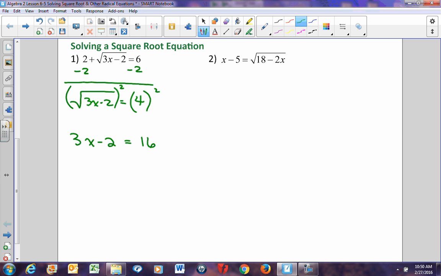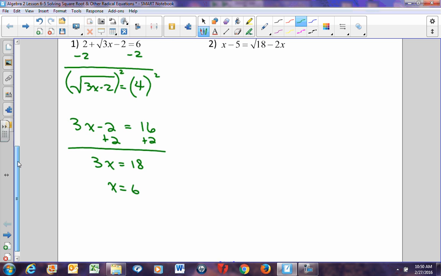Okay, now it's just a regular equation we just need to solve. So add 2, 3x equals 18, so x equals 6. So now we just need to check our answer to make sure that it's not extraneous. So I'm going to put 6 back into the original equation.